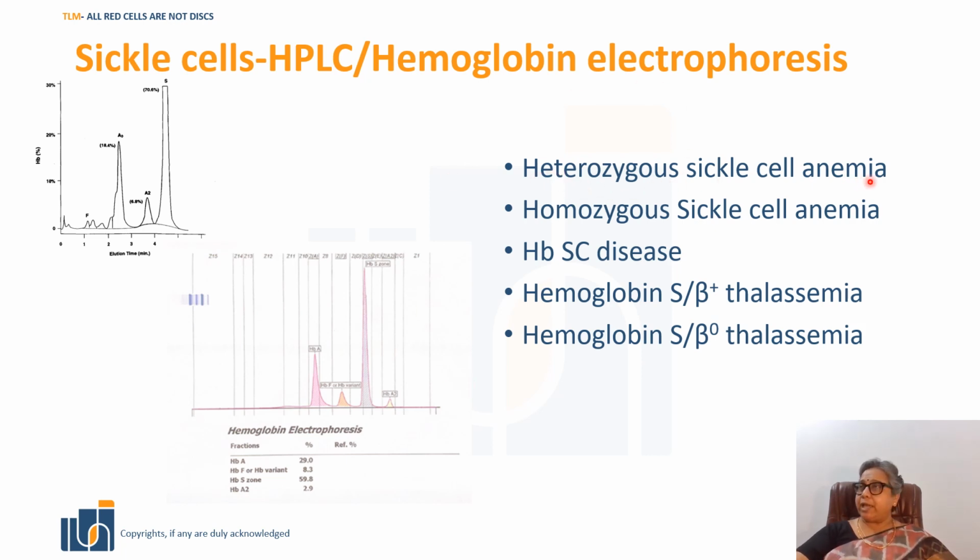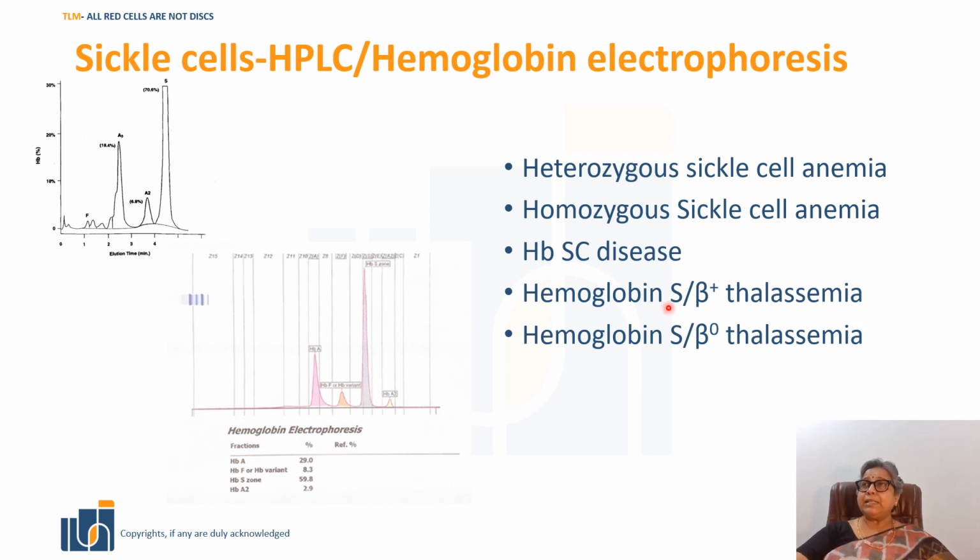You can have a heterozygous sickle cell anemia. Heterozygous is the trait, where you'll have less than 50% HbS. Homozygous is the disease, where you have more than 50%.